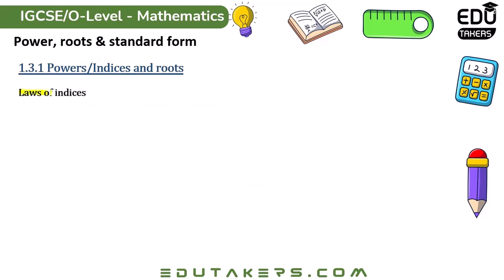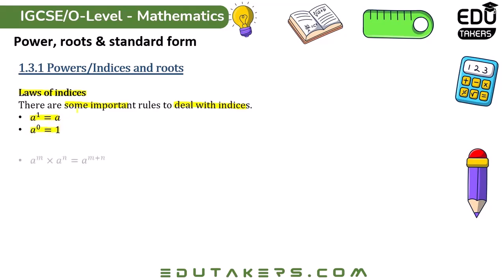There are some laws of indices, some important rules to deal with indices. A raised to power 1 is always equal to A. And A raised to power 0 is equal to 1. If we have two numbers with the same base and they are multiplied together, then their powers will be added. So A raised to power m times A raised to power n equals A raised to power m plus n.